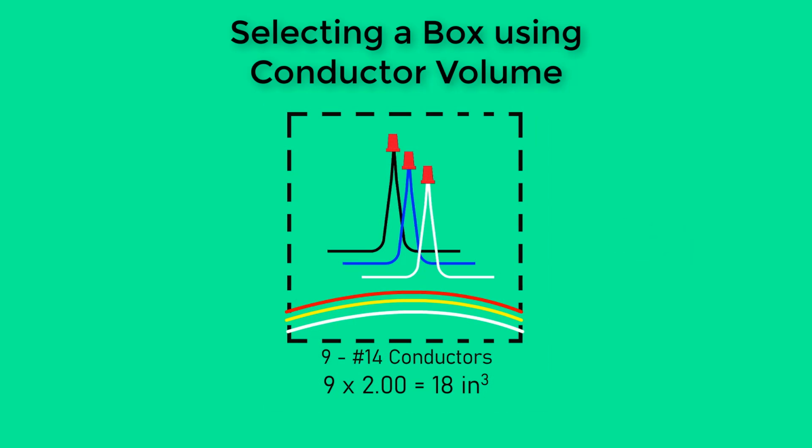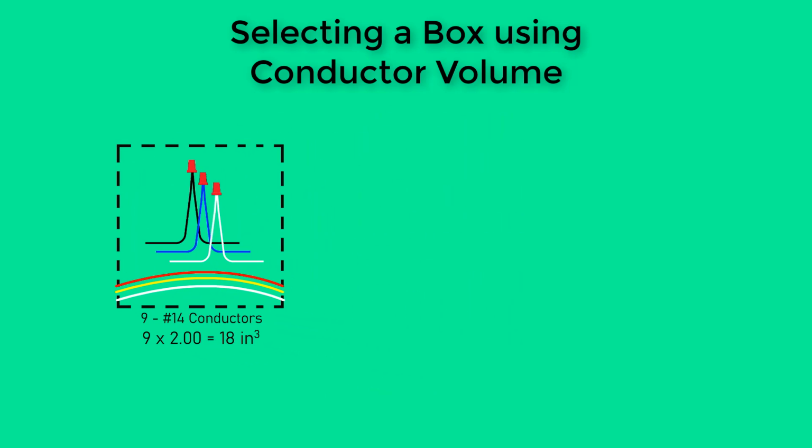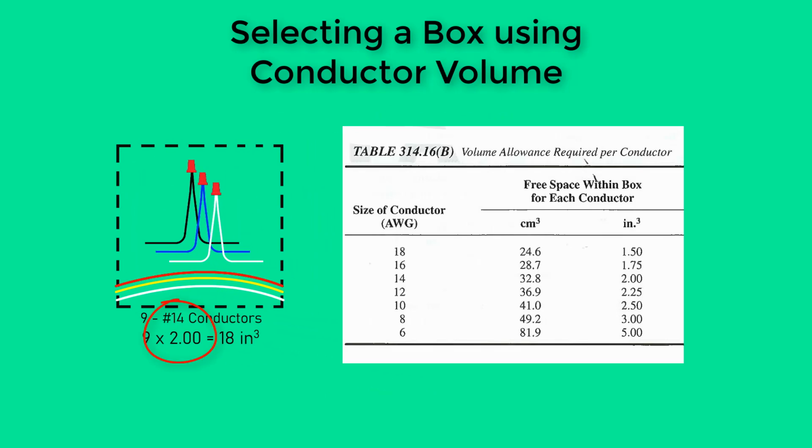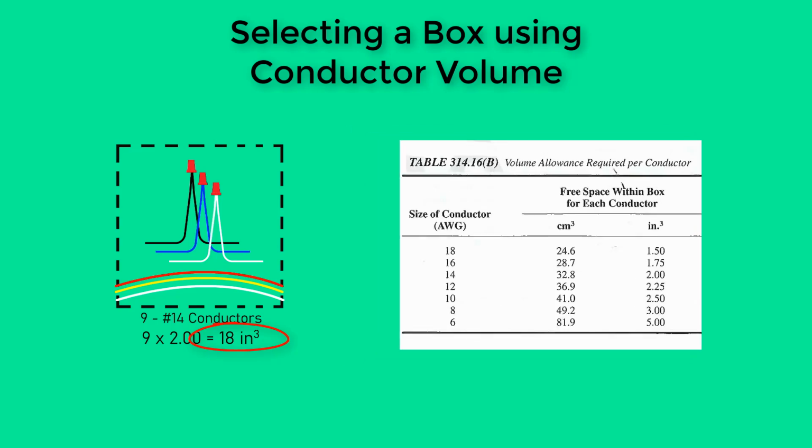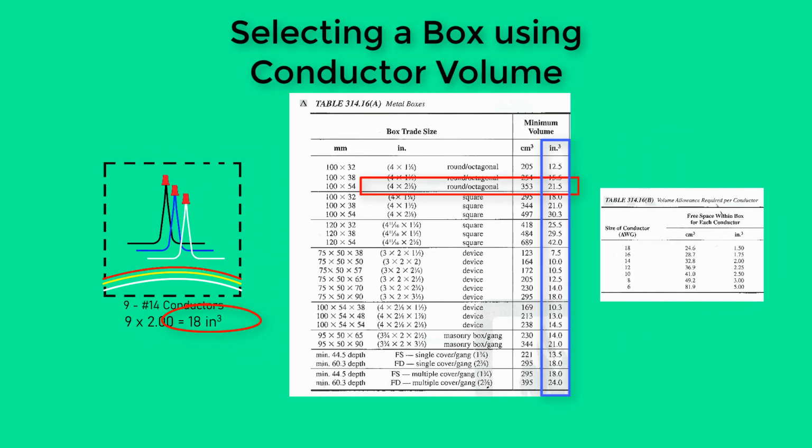In this example, a box will be selected for a total of 9, number 14 conductors. Table 314.16(B) shows that 2 cubic inches is required for each number 14 conductor. In this example, a box with at least 18 cubic inches is required. This volume number is then used to select an appropriate box from Table 314.16(A).